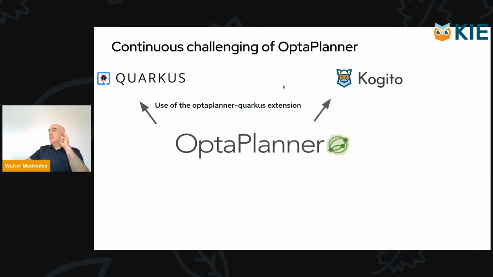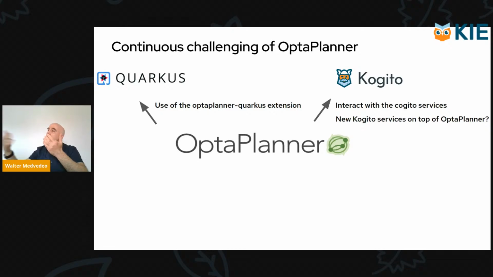Kogito is also very important for us because what we want to know is what happens, for example, when people outside are creating their Quarkus applications based on OptaPlanner, and they want to interact with the different Kogito services, right? Do we have any gaps there? Is it difficult? Is it complex to interact with these services? And of course, we want to know if it's also possible to develop Kogito services purely on top of OptaPlanner.